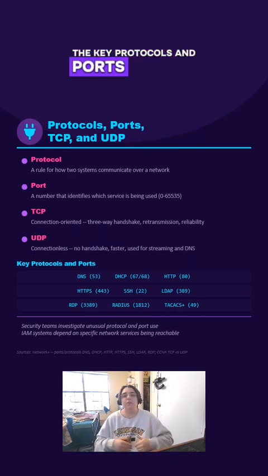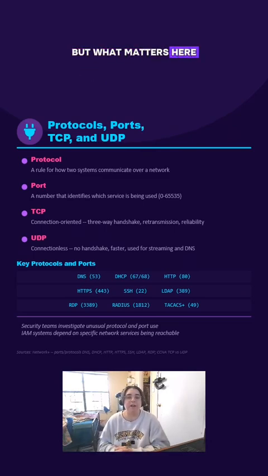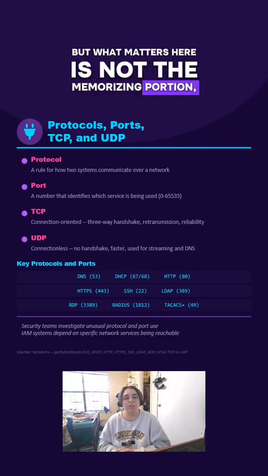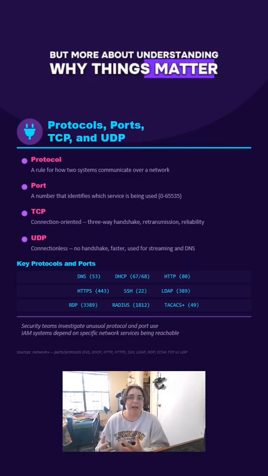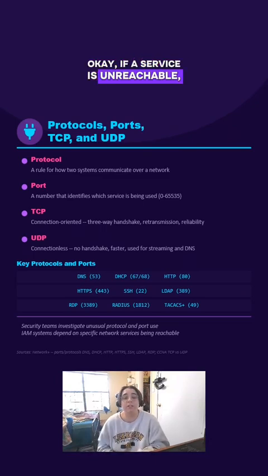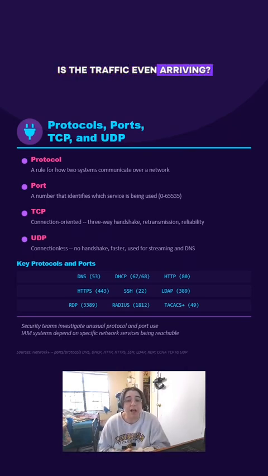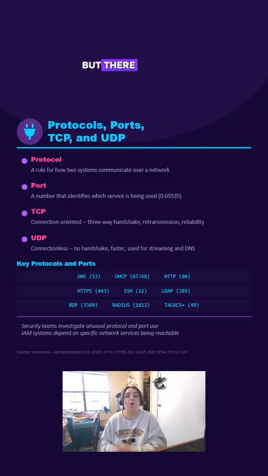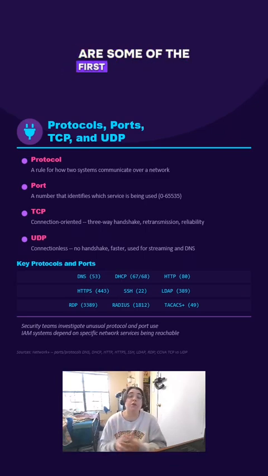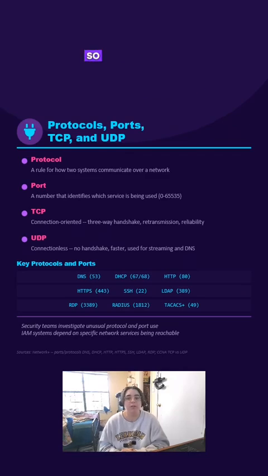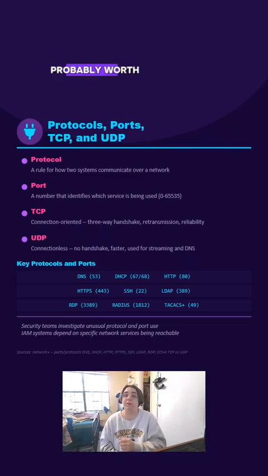The key protocols and ports are all on this slide and you'll run into them consistently. But what matters here is not the memorizing portion, but understanding why things matter when it goes wrong. If a service is unreachable, is the port blocked? Is the protocol mismatched? Is the traffic even arriving? Those are all troubleshooting questions, but there are also security questions, because unusual port activity or unexpected protocols are some of the first things analysts notice and look for. So if something is talking on a port it shouldn't be using, it's probably not a misconfiguration, and it's probably worth investigating.